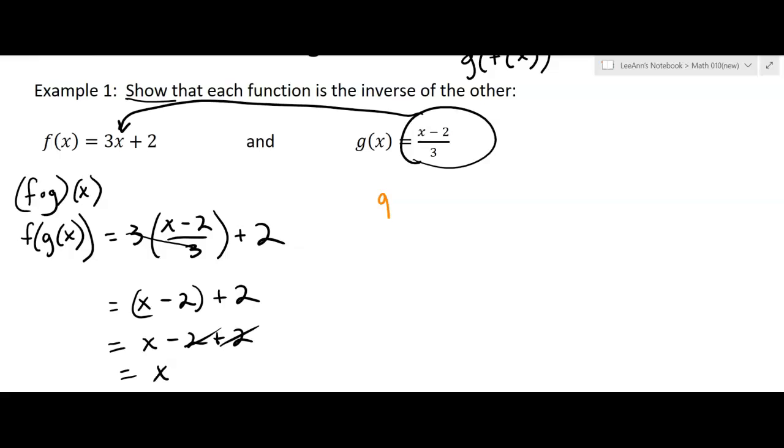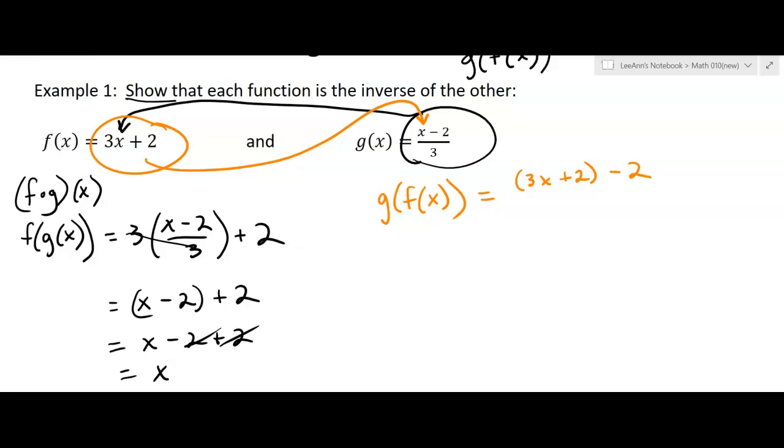And we have to say g of f of x. And you use a little circle too, but now we're going to take f of x and we're going to put it in right there. So it's going to look different. I'm going to have (3x plus 2) minus 2, over 3, and it looks like that. Okay, I don't need the parentheses in the numerator.